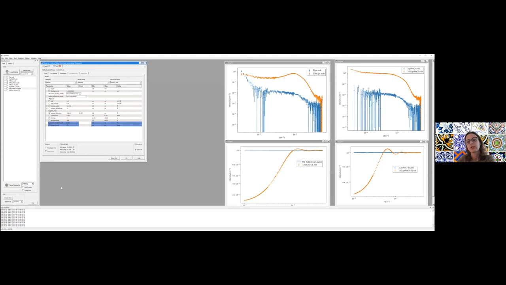So if you're doing a contrast experiment, you would want to measure experimentally what's the match point of your protein, for example. You would calculate it and put it in your proposal. So you would say, I expect it to be, let's say 30%. But then you'd also measure it.